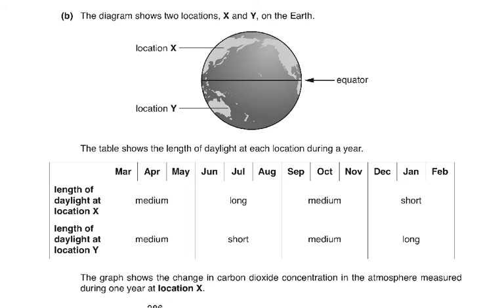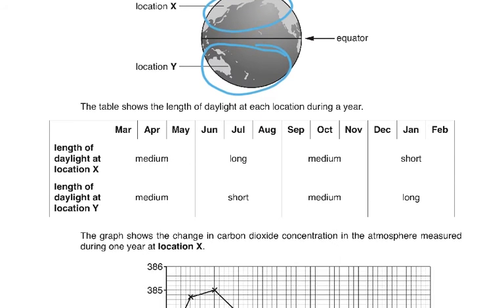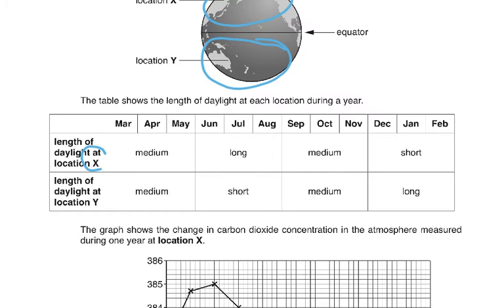Then we come to the B part of the question. The diagram shows two locations, X and Y on Earth. So this is X and this is Y. And the table shows the length of daylight at each location during a year. Look at it very carefully. This is location X and this is location Y. So Y is this one.